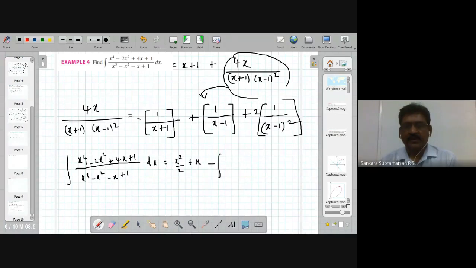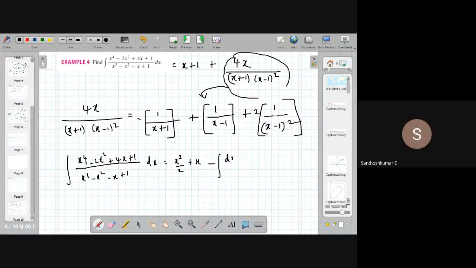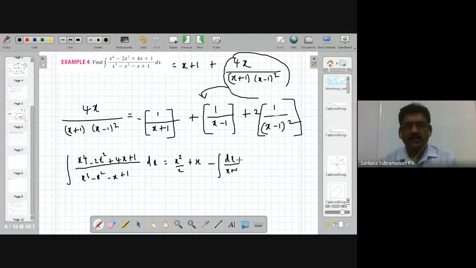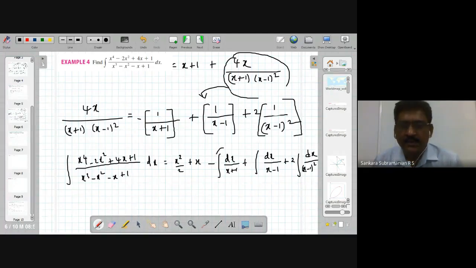Did I want to write it like this? dx minus 1 by x into dx, minus 1 by x plus 1, and this is plus integral dx by x minus 1, and this is 2 times of 1 by x minus 1 the whole square dx. Okay. Somebody tell me the integral of dx by x plus 1.